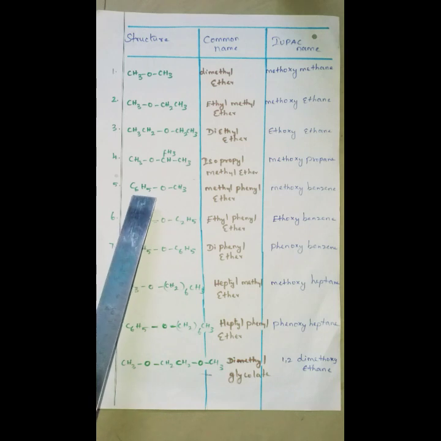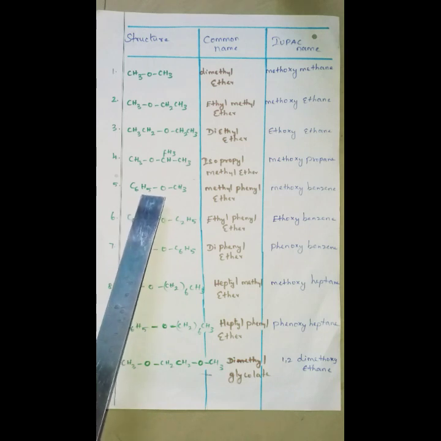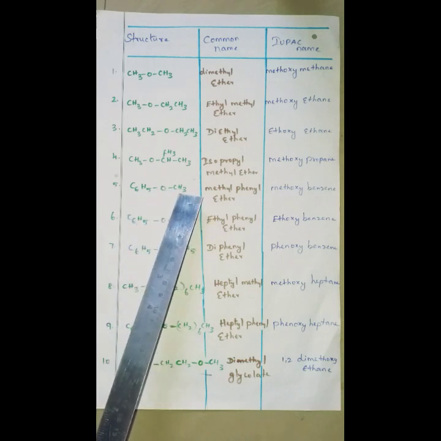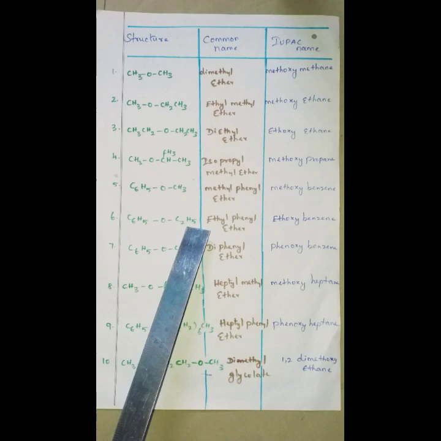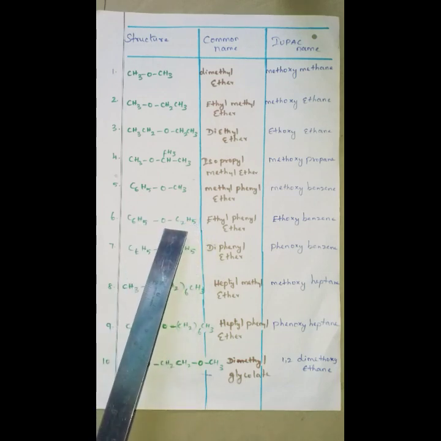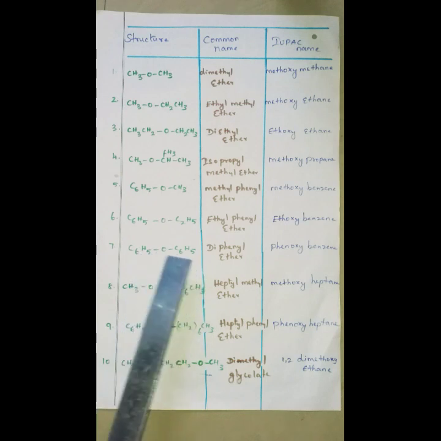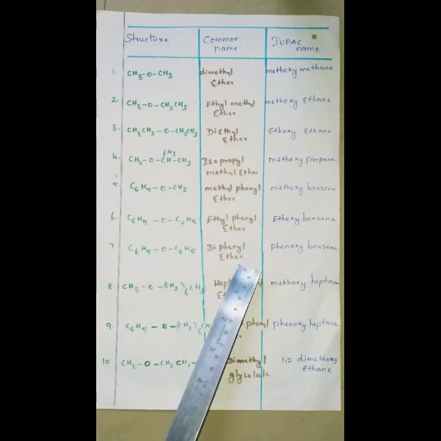Then here C6H5 is called a phenyl group and CH3 is called a methyl group. M comes first, so methyl phenyl ether. Then here this group is called ethyl group, so ethyl comes first, ethyl phenyl ether. Then here both the groups are phenyl group, so diphenyl ether.